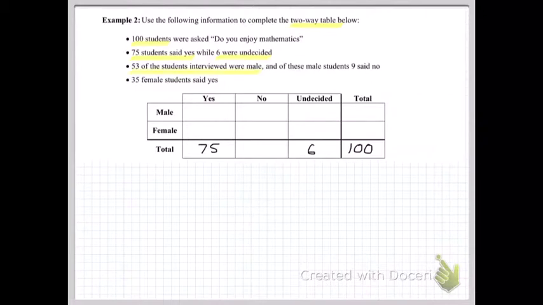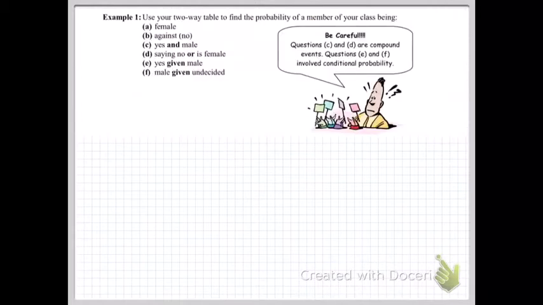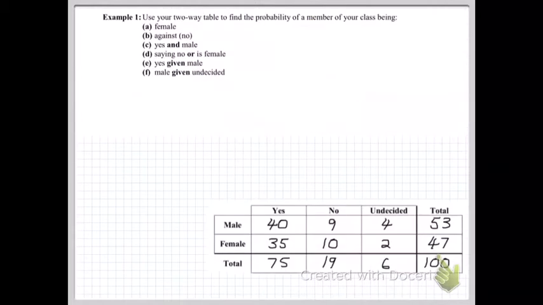53 of the students were male, and of those male students, 9 said no, and 35 female students said yes. Now you can see we've got enough information to go ahead and fill in all the other blanks just by doing a little bit of arithmetic. So let's look at the actual question.